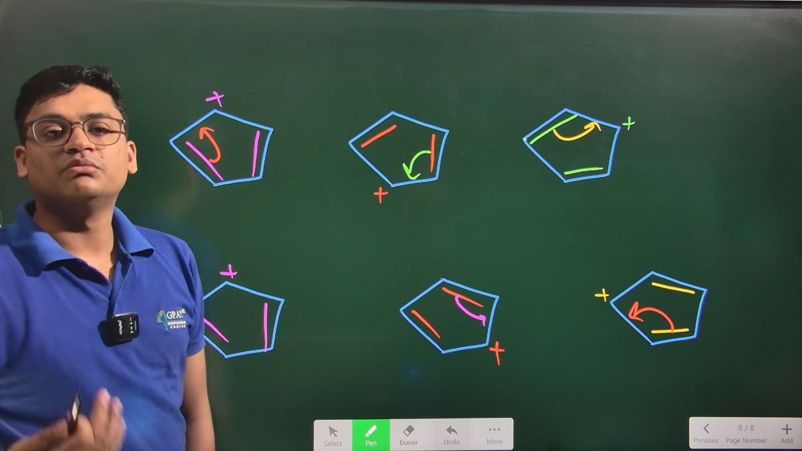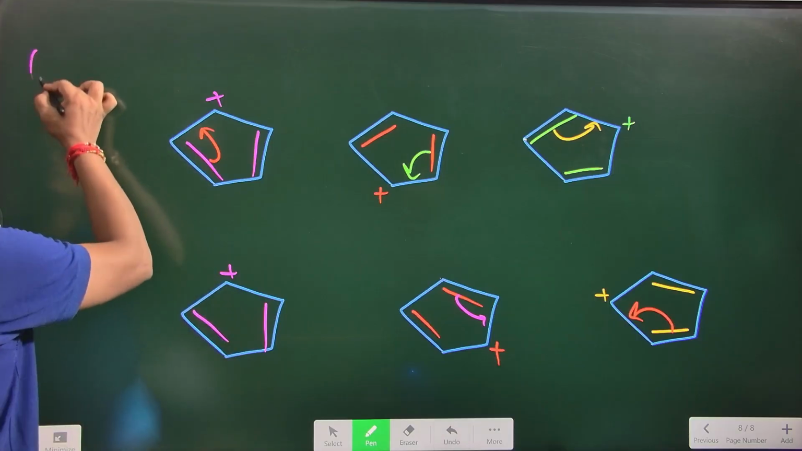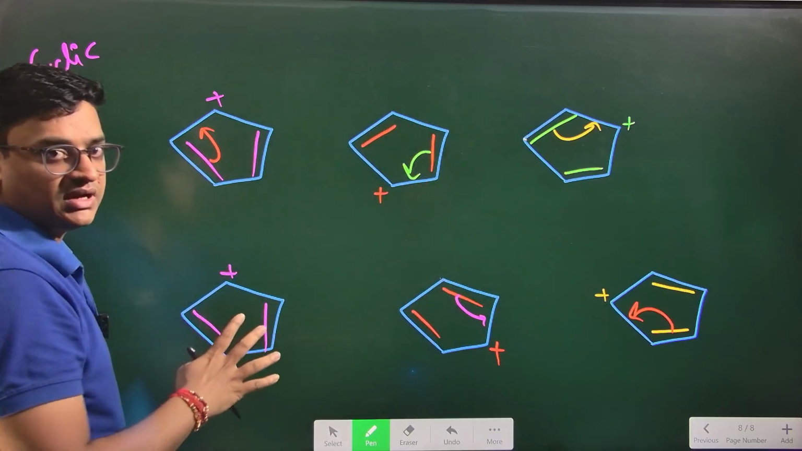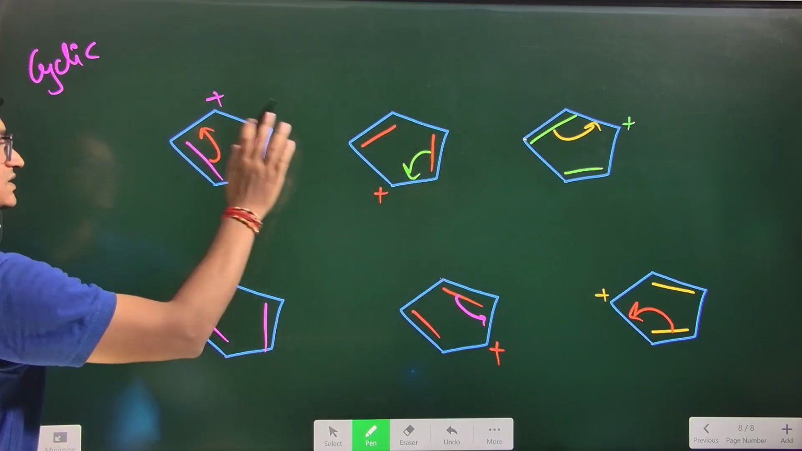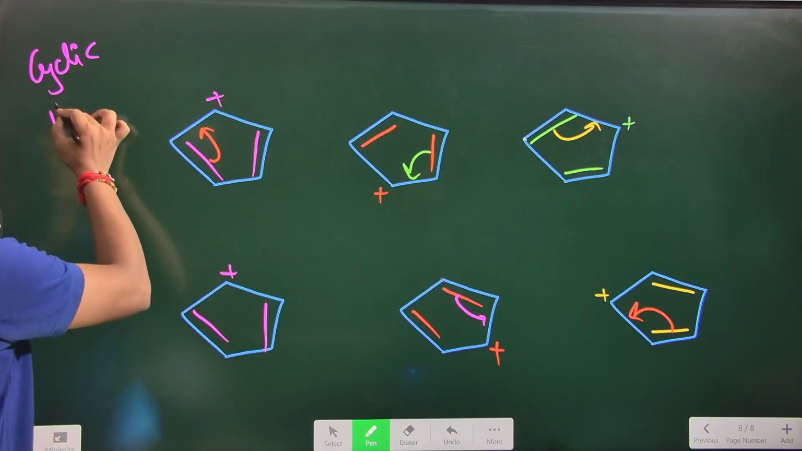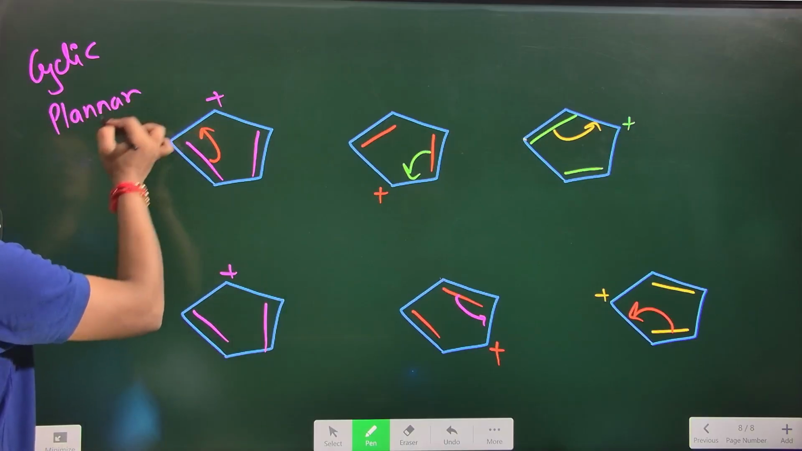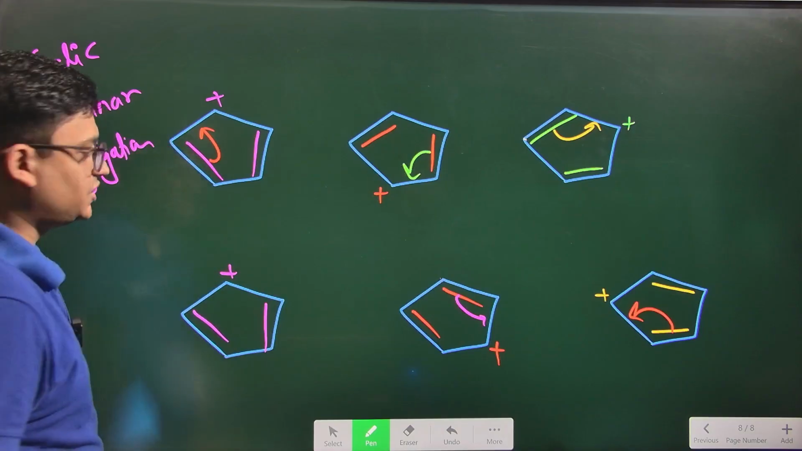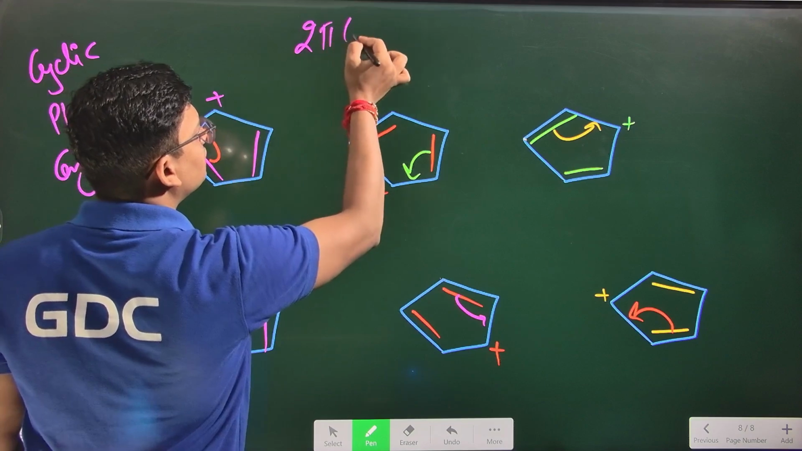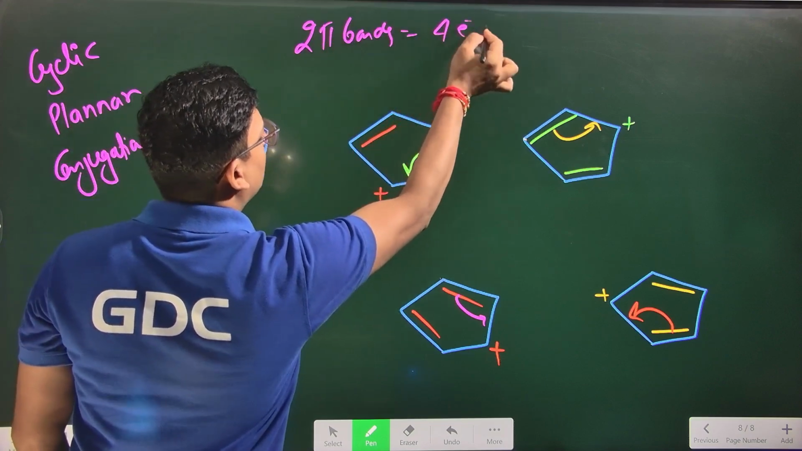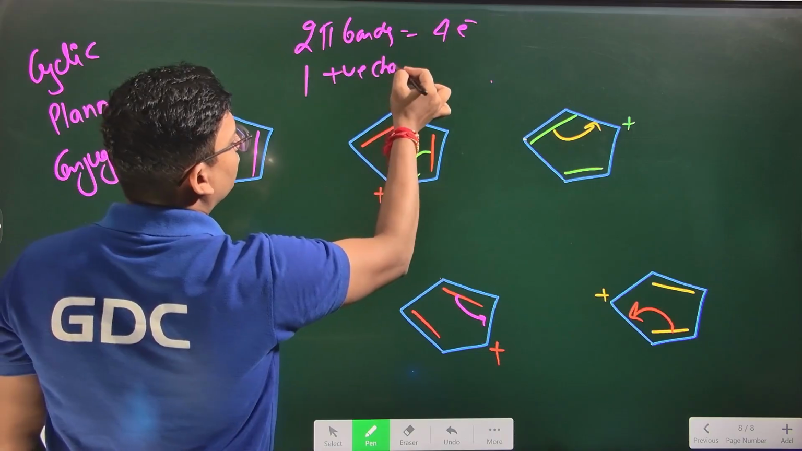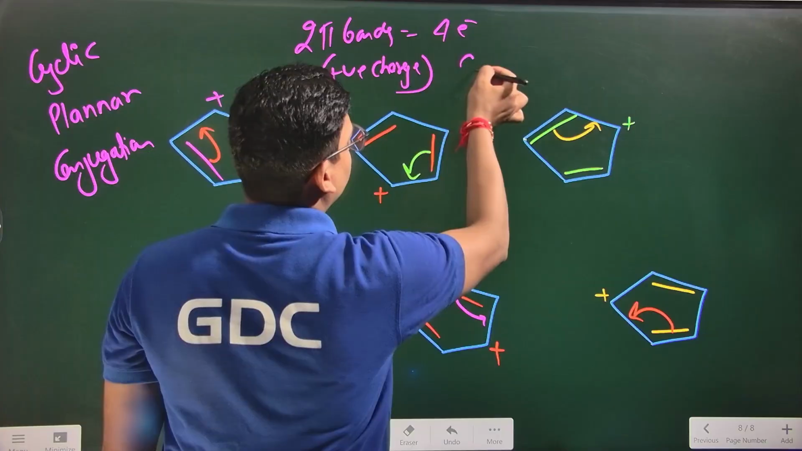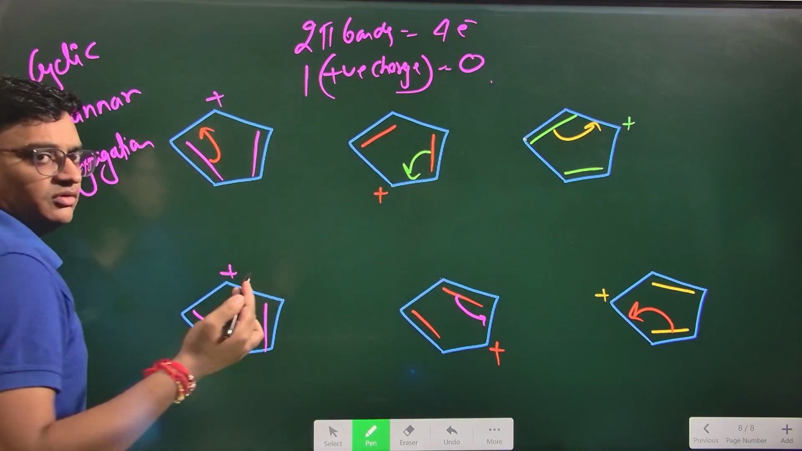And what is the total number of electrons in conjugation? We have a cyclic structure and a planar structure. How planar? All the ring carbons have sp2 hybridization, so it's a flat, planar structure. Complete conjugation of electrons is present in the form of 2 pi bonds and a positive charge. So 2 pi bonds give 4 electrons, and 1 positive charge does not have any electrons, so it has 0 electrons. Total electrons in conjugation is 4 electrons.